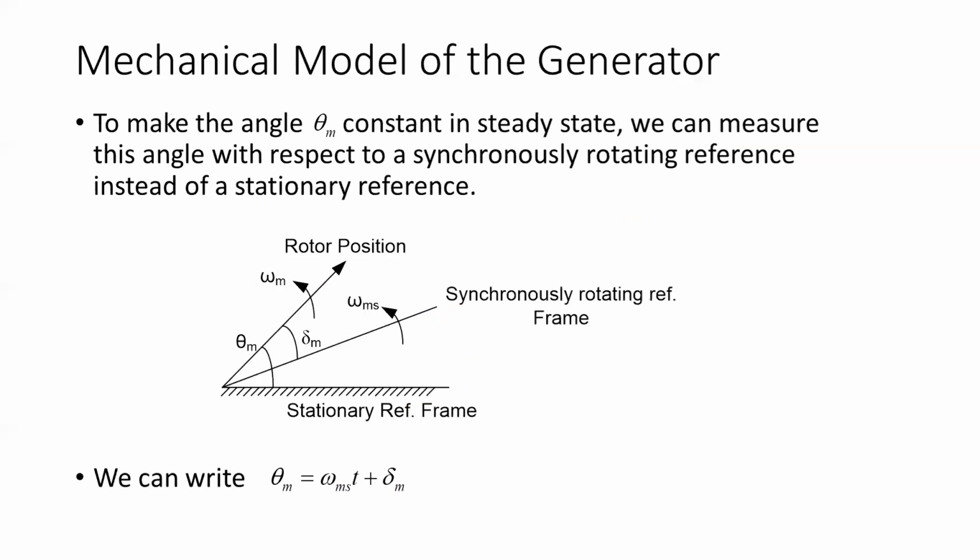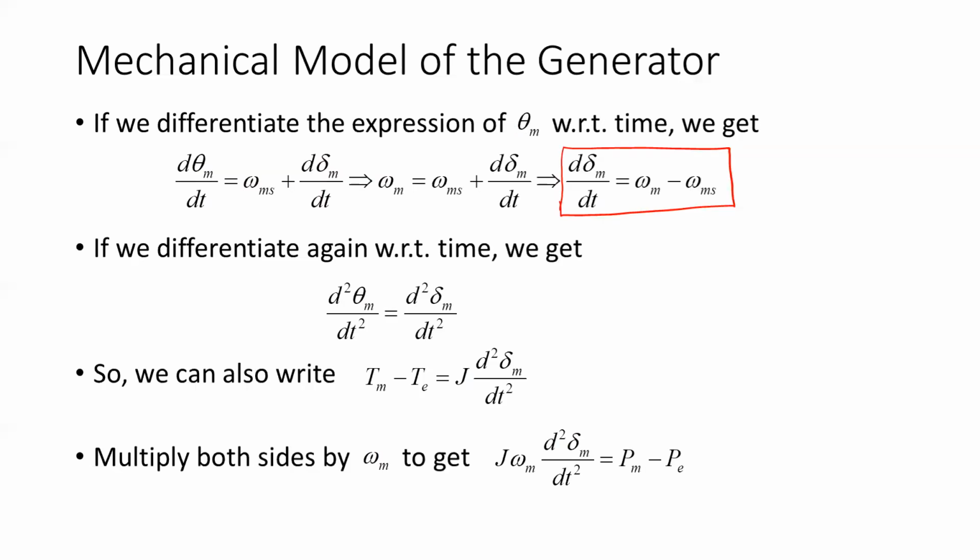We came from here. We know that theta m is omega ms t plus delta m. So if you do the first derivative, you get d theta m by dt is equal to omega ms plus d delta m by dt. And you told me that d theta m by dt is equal to omega m. So that is how we got d delta m by dt is equal to omega m minus omega ms.